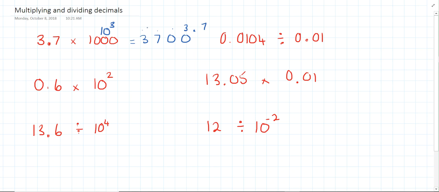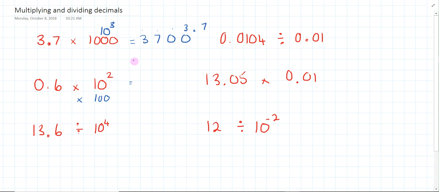Now that approach helps us because if I do 0.6 times 10 to the power of 2, that's the same as multiplying by 100, but it's actually quite easy to leave it as 10 to the power of 2. That means every number has to move how many columns? Well, 2, because every time I multiply by 10, I have to move the numbers up 1 column in value.